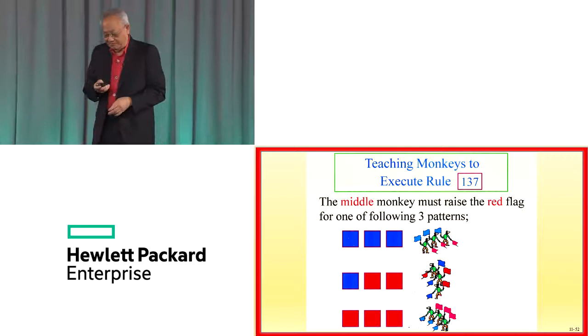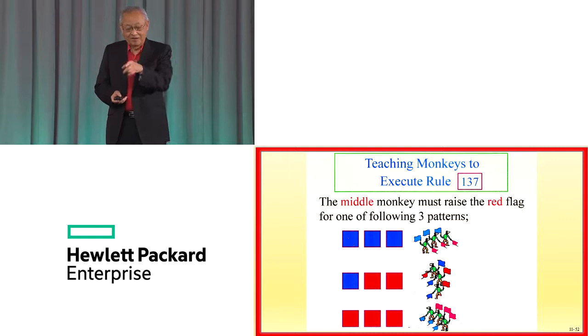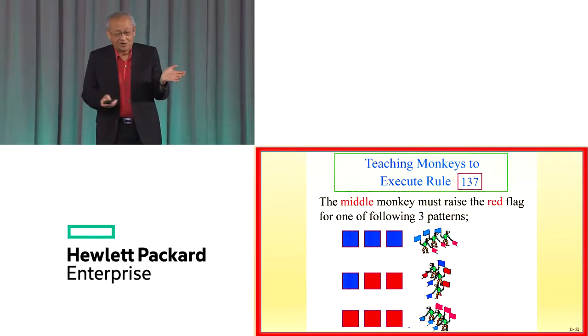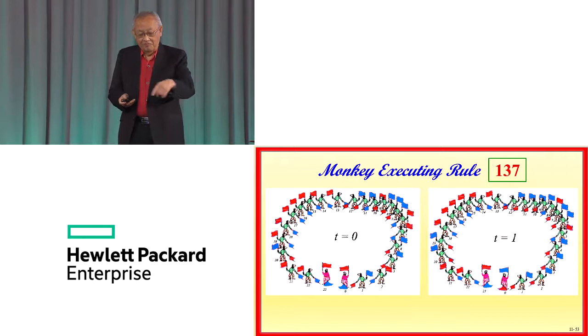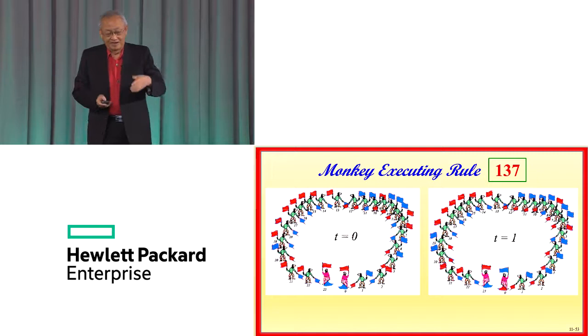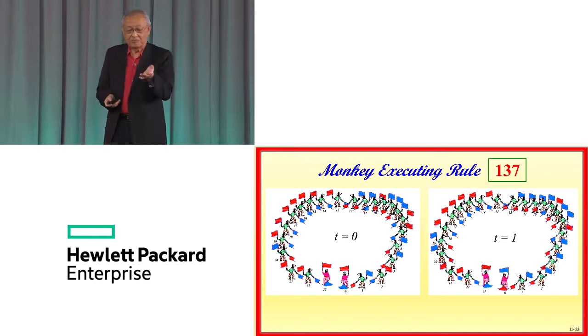So for 137, we teach a monkey just to learn these three patterns. And every time a monkey in the middle sees one of these three patterns, he will raise his red flag. So I think the kids all agree that the monkey can be taught to do that, okay? And so at T0, the game is we start with the initial pattern such as that, and then the clock will ring, and each monkey will look left and right, and if it's a firing pattern, he will raise the red flag, and that's one. And you keep going, of course, because it's a monkey, you need a clock.